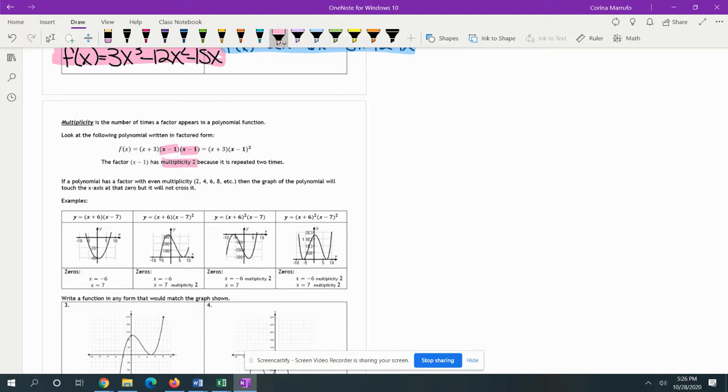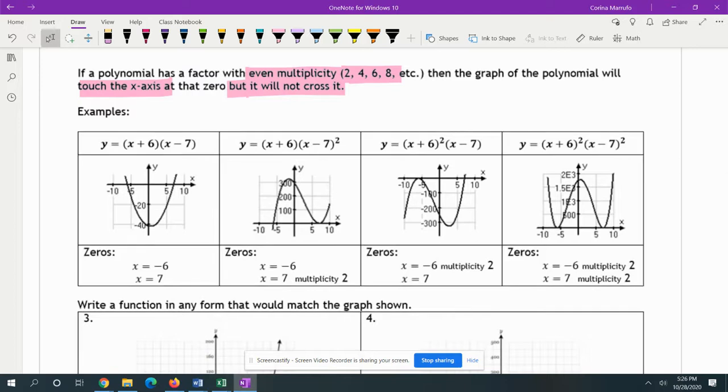If a polynomial has a factor with an even multiplicity, 2, 4, 6, 8, etc., then the graph of the polynomial will touch the x-axis at the 0, but it will not cross it. Okay, so if we look here, this is your basic quadratic function. You have x plus 6, x minus 7. It looks like a parabola. Okay, but say we have this one over here where we have x plus 6, x minus 7 squared. If you notice, your graph kind of loops around right here at 7. It touches it, but it does not cross it, okay? And that 7 is from here. Remember, if x minus 7 is a factor, then x equals 7 is a 0.